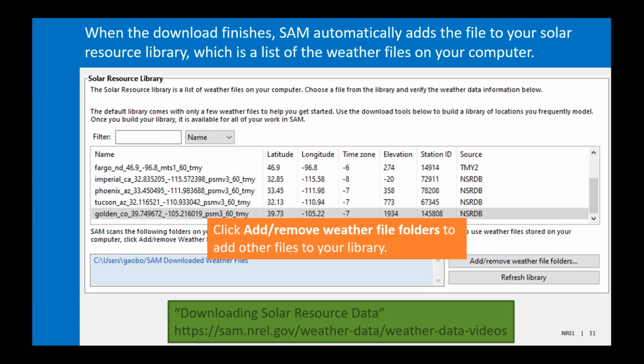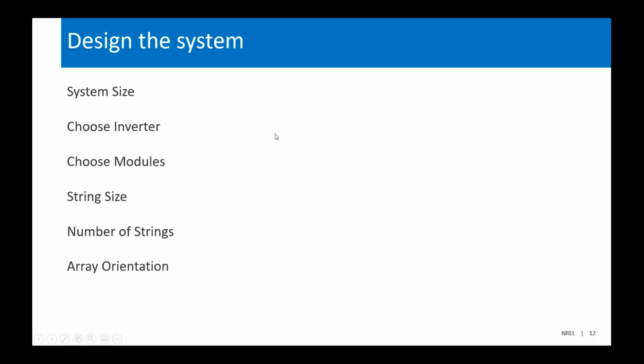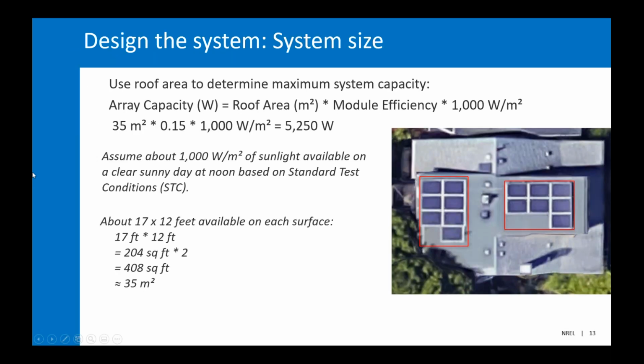Okay, so now that we've downloaded the weather file, we'll go to designing the system. So the system design has a few steps. We have to figure out what size the system is in kilowatts. We'll choose a module and inverter, and do our string sizing and array orientation inputs. So let's go ahead and see how that goes. So the first step is to define the system size, and SAM requires that you have a DC kilowatt capacity in mind when you're designing your system.